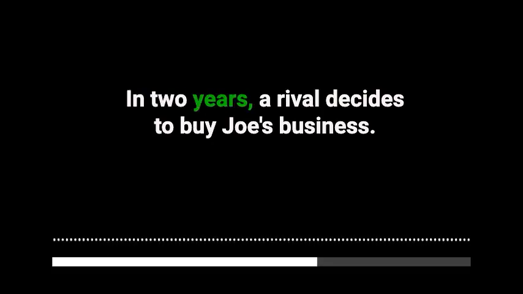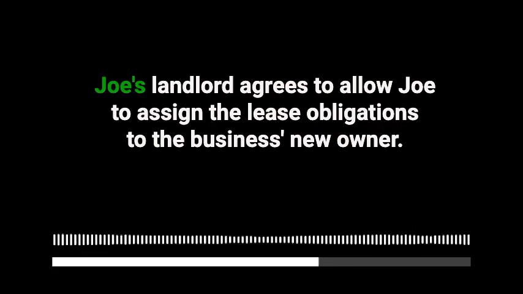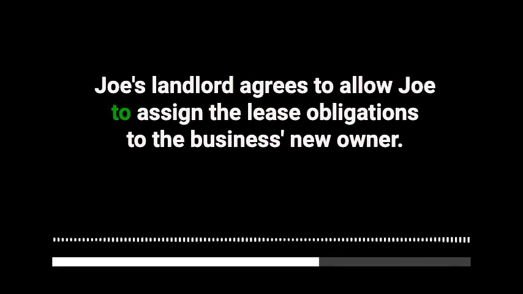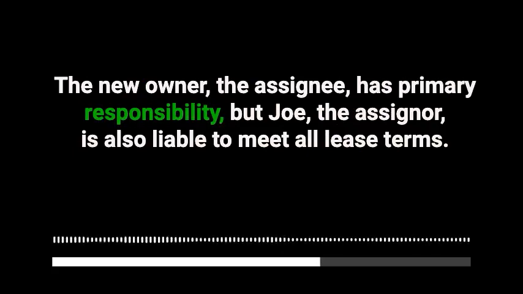In 2 years, a rival decides to buy Joe's business. Joe accepts and turns over all of his inventory and the remaining period of his lease. Joe's landlord agrees to allow Joe to assign the lease obligations to the business's new owner. The new owner, the assignee, has primary responsibility, but Joe, the assignor, is also liable to meet all lease terms.